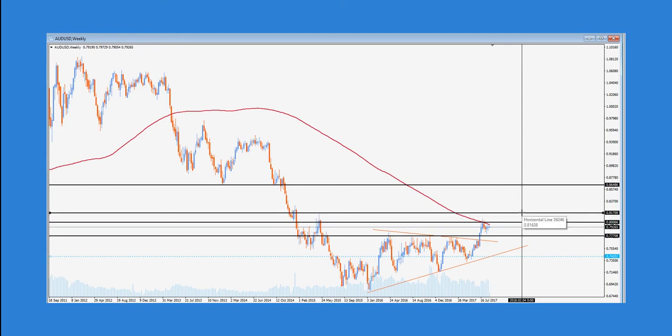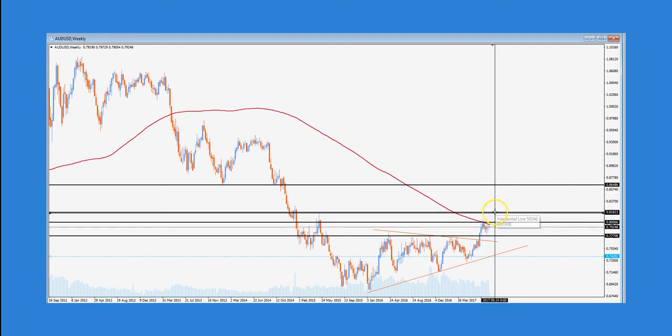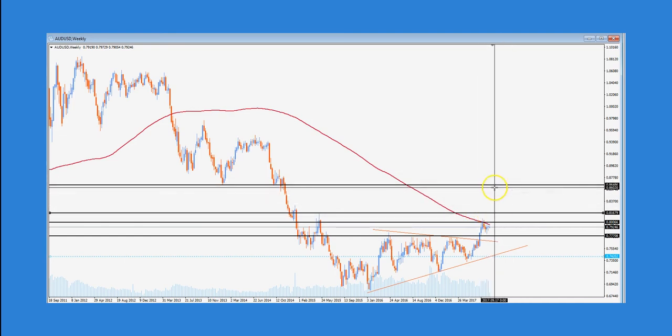which we're looking at 0.81700, which will be the first point of resistance. And if it continues to break that, price could range anywhere up to this region here at about 0.86500. Now we have a look at the day chart.